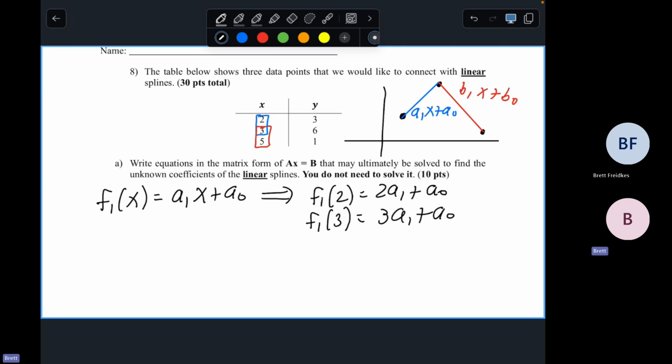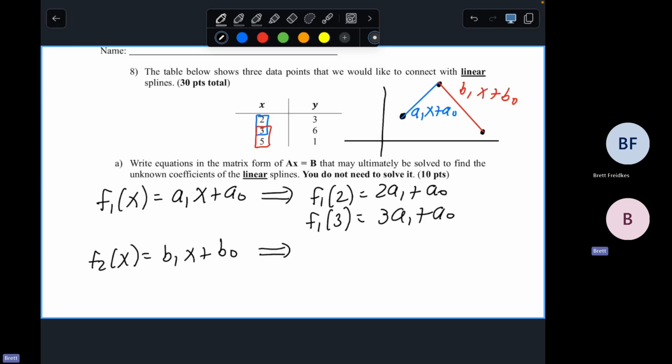Does that make sense? Remember, a1's the slope. I'm plugging in these x values. They have to satisfy the equation. So this is the first spline. We can do the second thing with the second spline. Again, I wrote it as b1x plus b naught. You can call it whatever you want, m1 and b1, like mx plus b if you want. It doesn't matter.